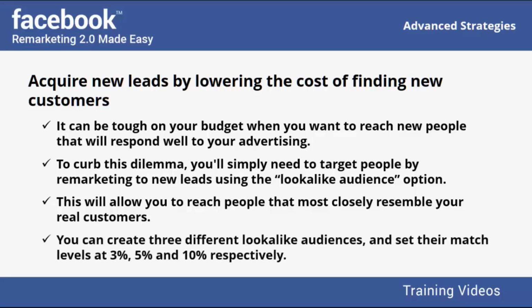You can create 3 different lookalike audiences and set their match levels at 3%, 5%, and 10% respectively. Then test them using a duplicate ad set for each one. This will help you see which audience worked the best.